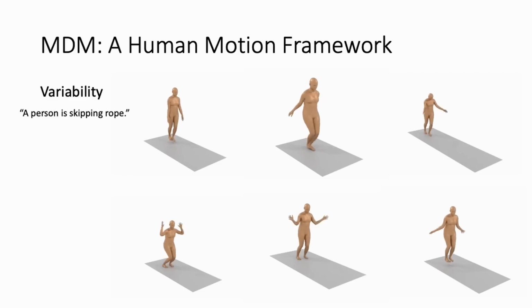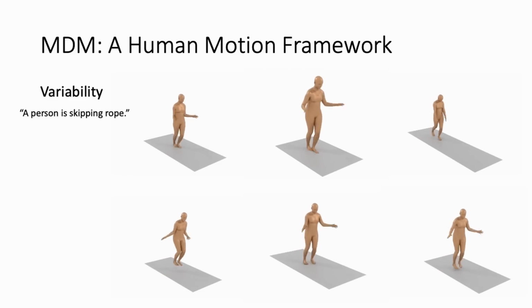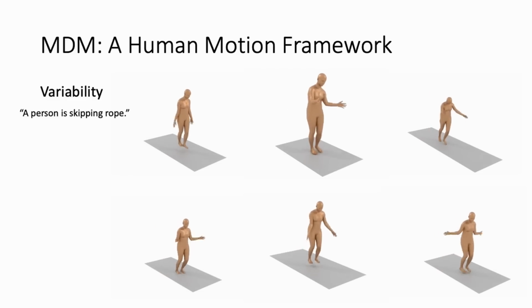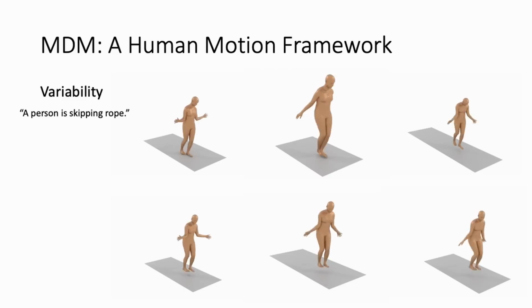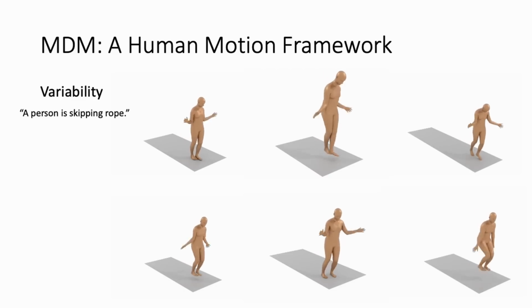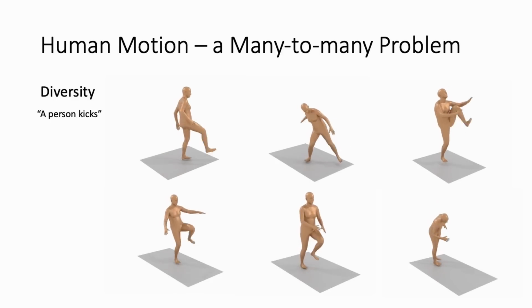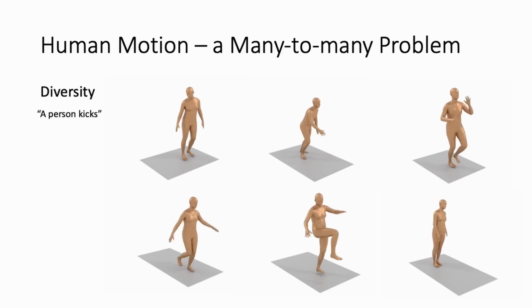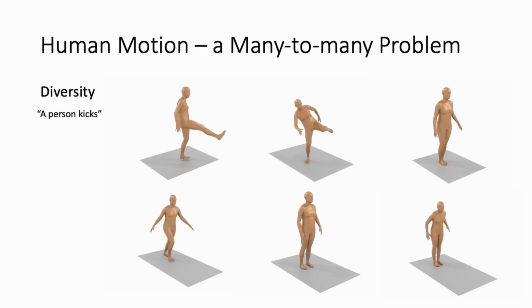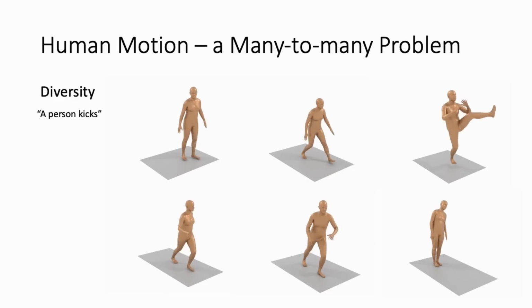MDM also supports varying results to a single prompt. As we can see here, a person skipping rope gives multiple options to a single motion. This is very necessary as there is never one particular form to describe a motion in real life. These motions can later be cleaned and retargeted to a given model depending on what the user actually wants.